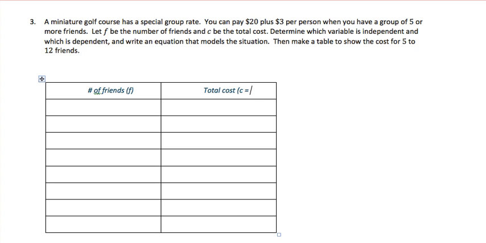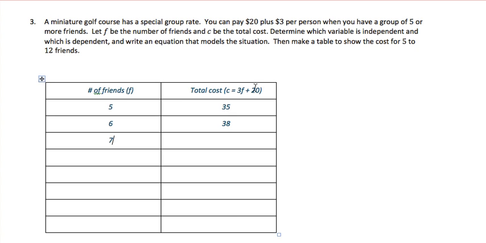C is equal to 3 times the number of friends, it's $3 per person, plus 20, which is that initial cost. Now they want us to make our table to show the cost for 5 to 12 friends, so we'll start with 5. And if we have 5 friends, that's 3 times 5, which is 15, plus 20, which is 35. If we have 6 friends, that's 6 times 3, which is 18, plus 20, which is 38.